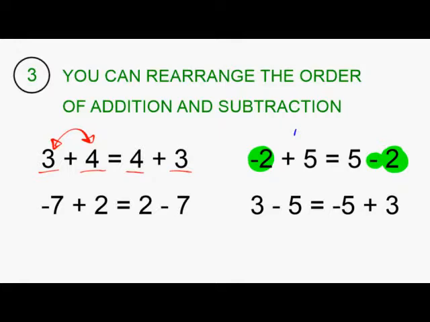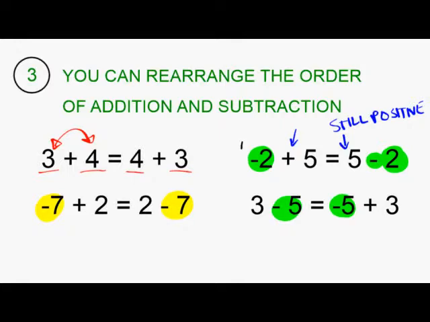This positive 5, still positive. We don't change the sign. Down here, we had a negative 7, still negative. And then right here, negative 5, still negative.